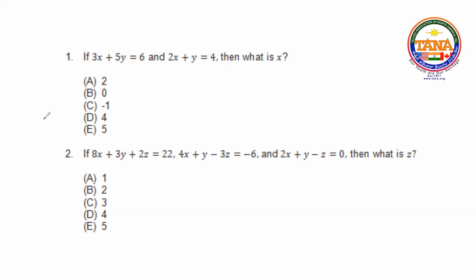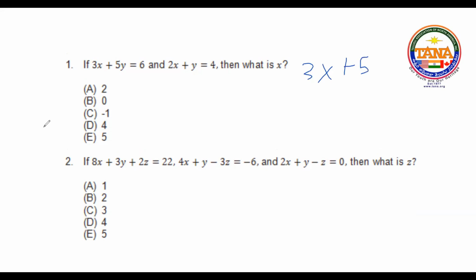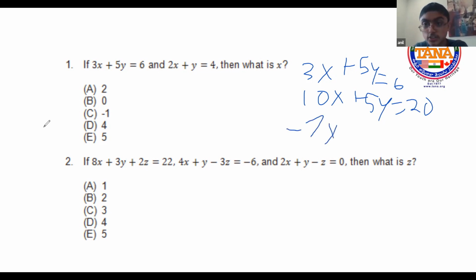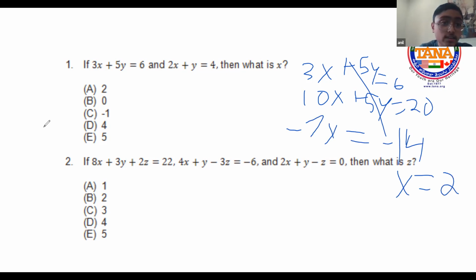you multiply the second equation by 5, first of all. Your first equation is 3x plus 5y equals 6, correct? Then you multiply the second equation by 5. So you have 10x plus 5y equals 20. So you can subtract either way. I'll subtract the first from the second. So you have 7x, or you can have negative 7x. And these two cancel out, and negative 14, and x is equal to 2, which is A.